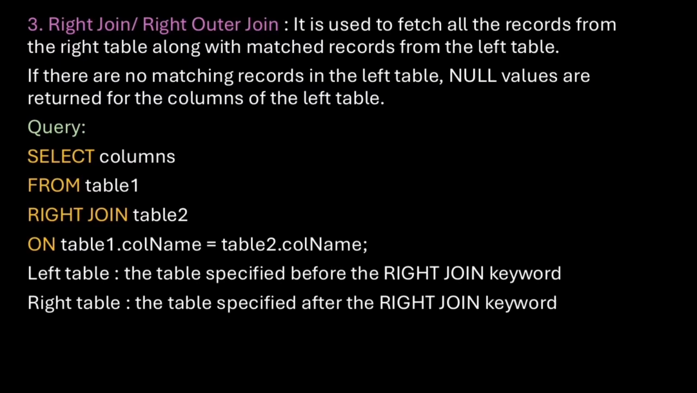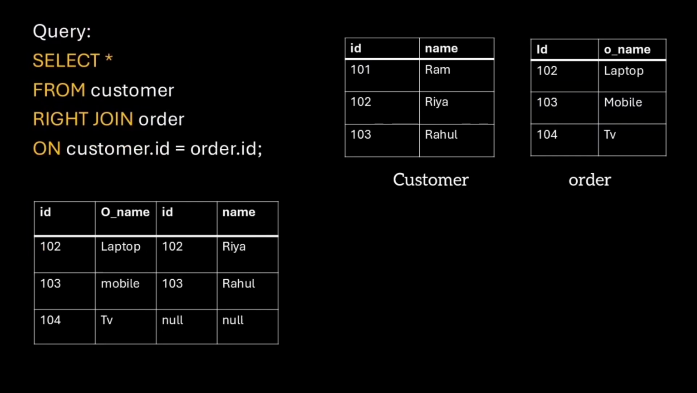Now let's understand how this right join works with an example. Consider two tables, customer, that is left table, and order is right table. In a right outer join, we will get all the details in the order table, that is right table, along with the matched values between the customer and order tables. It will retrieve all the values from the order table such as ID 102, ID 103 and ID 104 along with the corresponding values like laptop, mobile and TV.